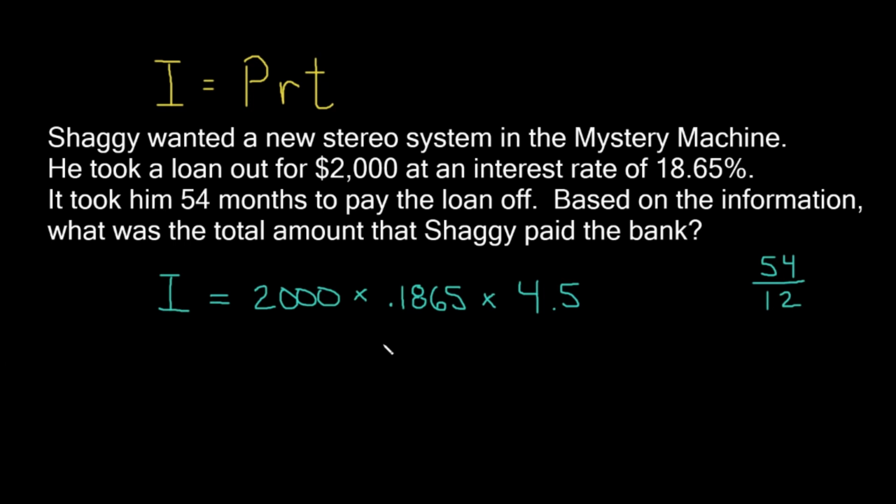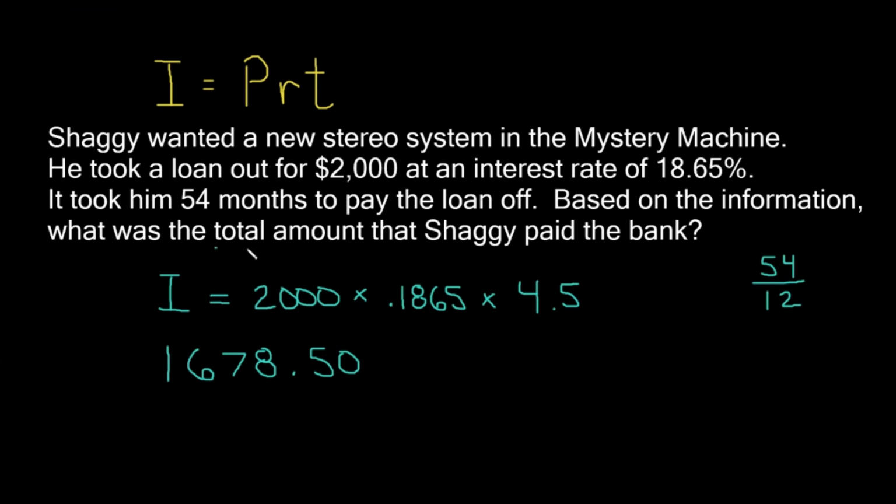So let's do the math. 2,000 times 0.1865 times 4.5 equals $1,678.50.